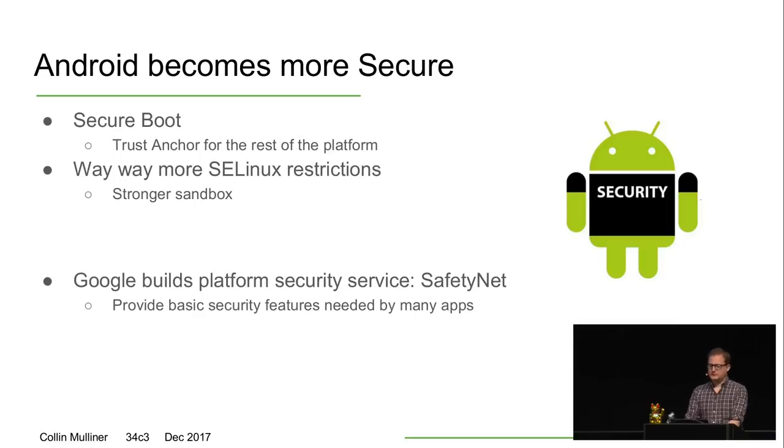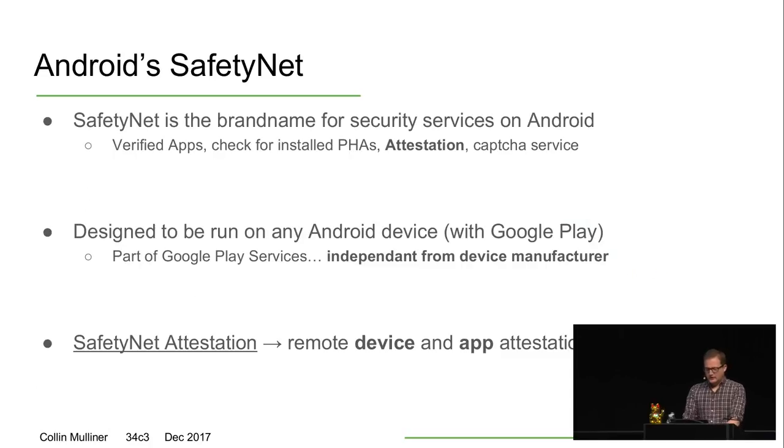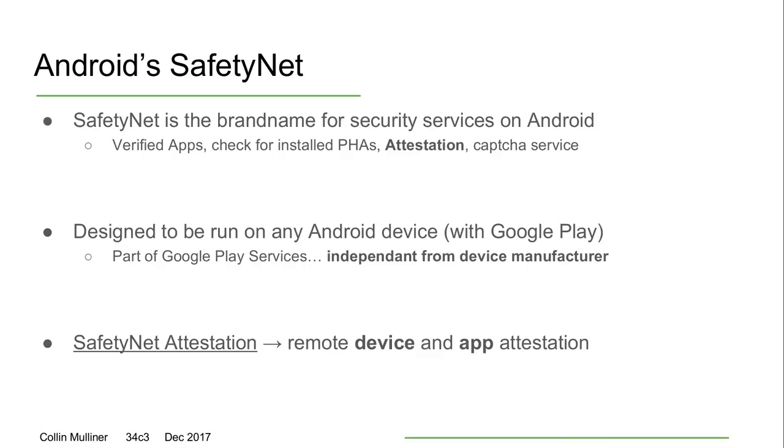And then Google added this platform security service called SafetyNet. SafetyNet is really just a brand name for security services on Android. They have a bunch of different services, from verified apps to checks for PHAs, which is Google's nicer term for malware. And then you have attestation, and you have a CAPTCHA service. And SafetyNet in general is designed to run on any Android device that has Google Play. So it's part of Google Play services, and the nice part is that it's independent from the manufacturer. So this exists on any Android device, not only on Google devices.